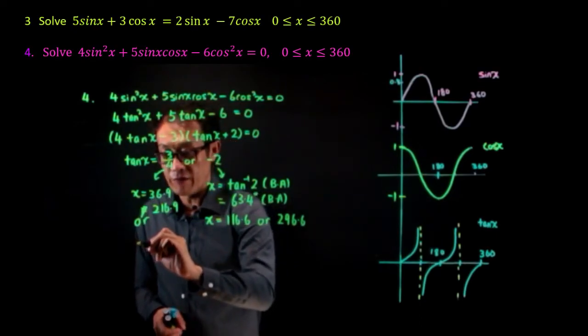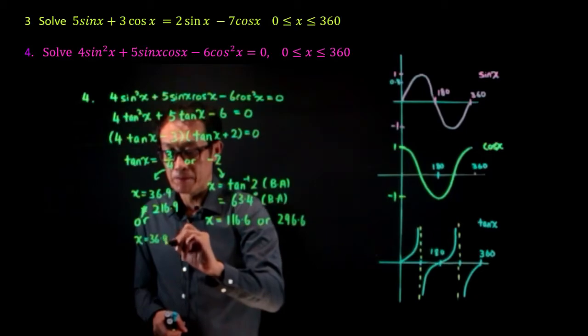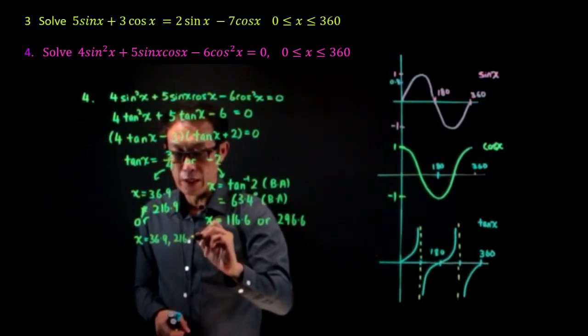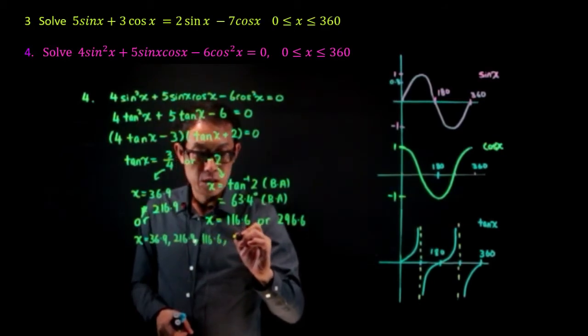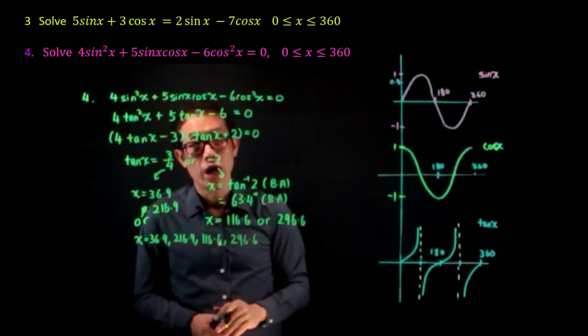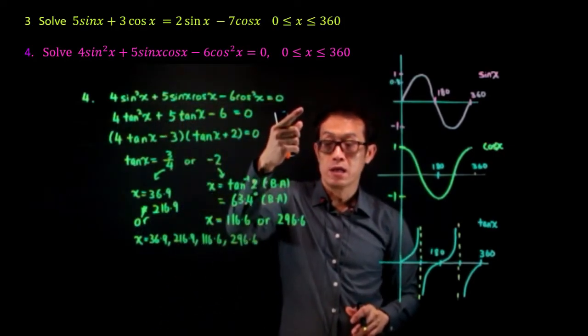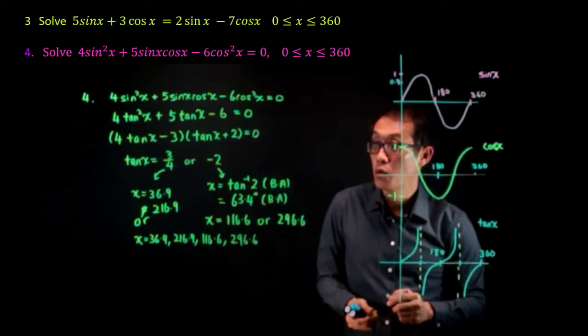Alright, so your final solution will be x is equal to 36.9, 216.9, 116.6 and 296.6. So there are 4 angles for x, if x is between 0 to 360. Now this is one of the methods.